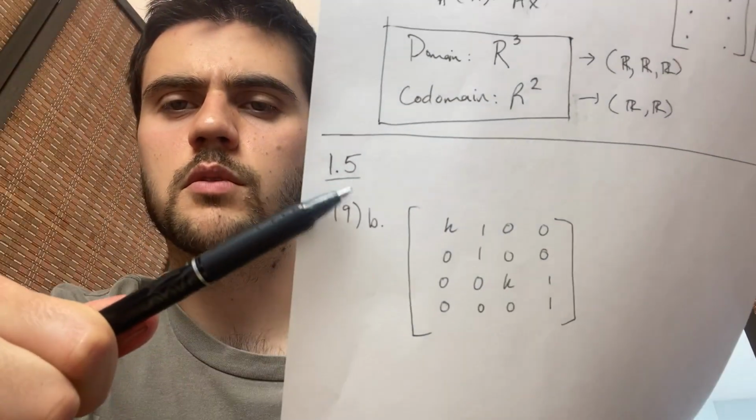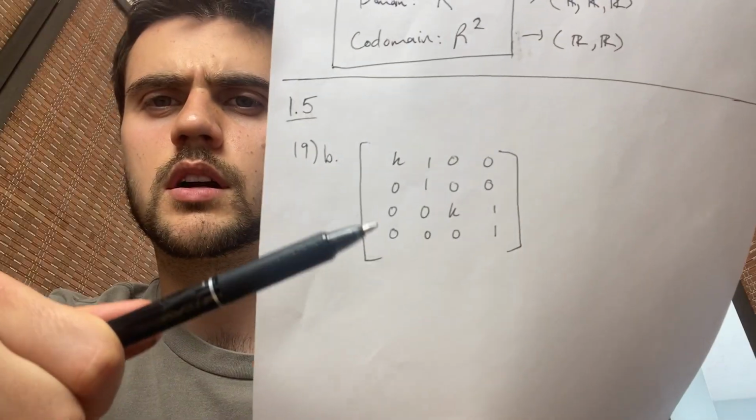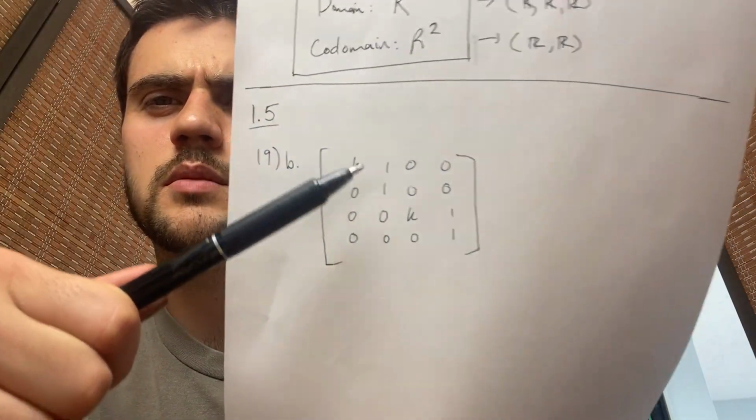And then I went to 1.5 to do a review problem. I'm going to find the inverse of this tomorrow. These are all real numbers or something like that.